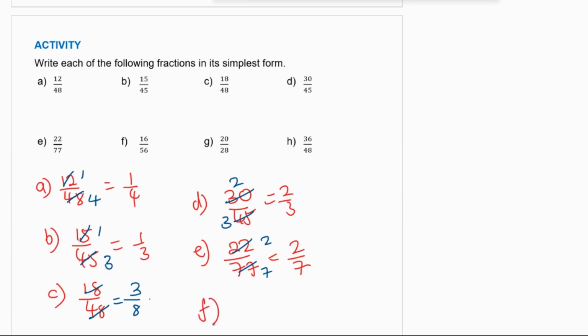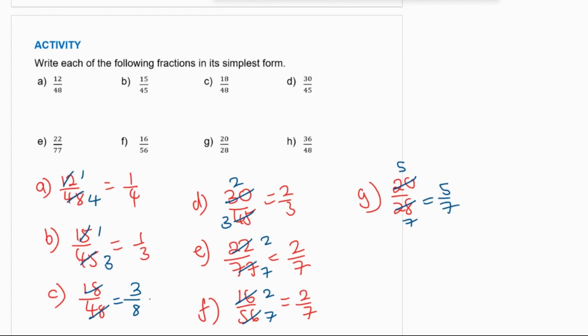Alright, and then F, we have 16 over 56. The highest common factor between 16 and 56, that is 8. So 8 into 16, that is 2. Then 8 into 56, that is 7. So the answer should be 2 over 7 again. And then we have G, we have 20 over 28. Right, the highest common factor between 20 and 28 should be 4. So 4 into 20, that is 5. And then 4 into 28, that is 7. So the answer should be 5 over 7.